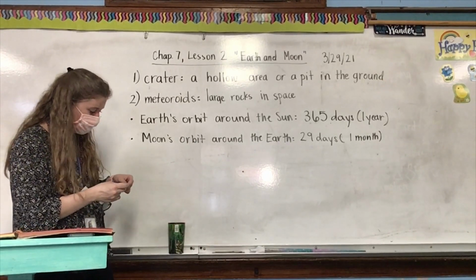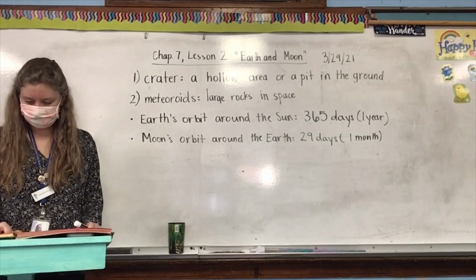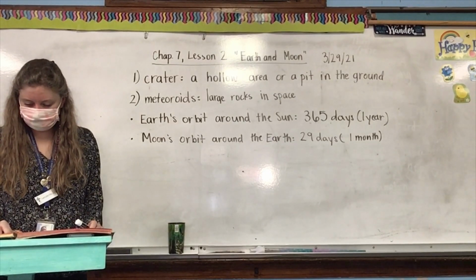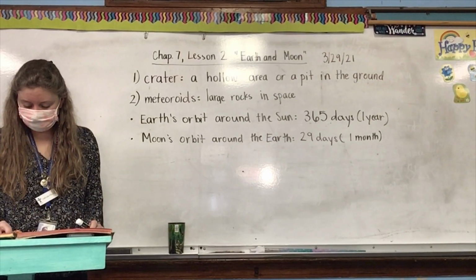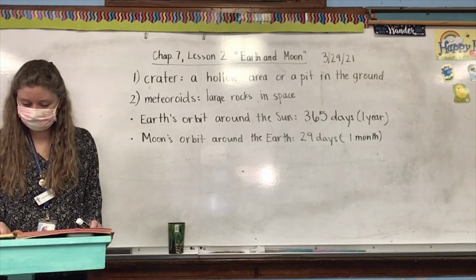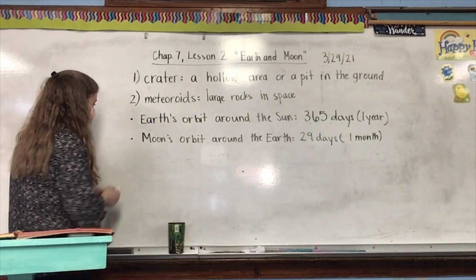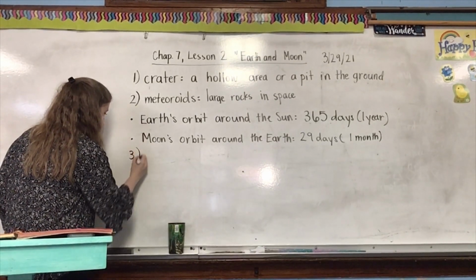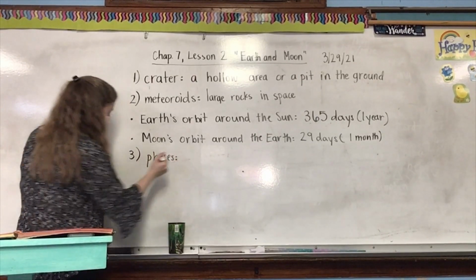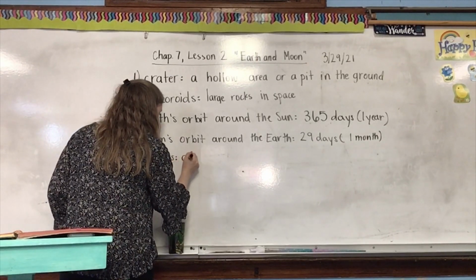That's important to know. Smith, read next. Apparent shapes. As the moon orbits Earth, its appearance seems to change. The apparent shapes of the moon in the sky are called phases. Okay, what's our next word? Phases. Phases. And what are phases, Smith? Apparent shapes of the moon in the sky.